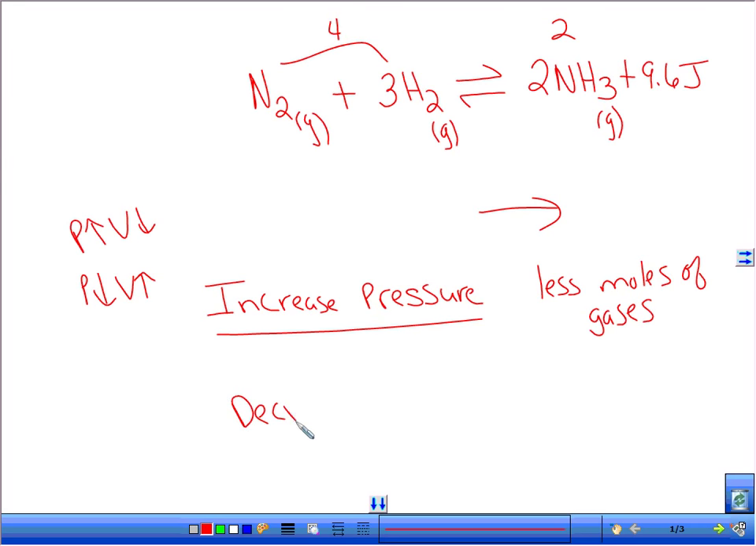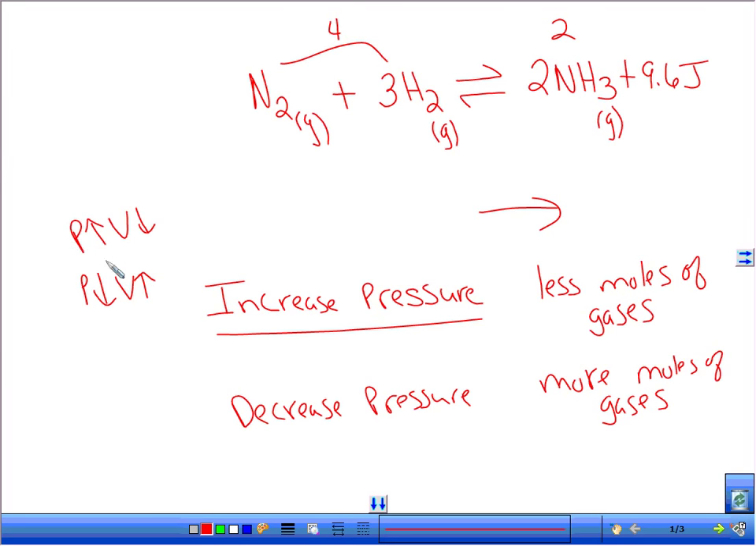Conversely, if I decrease the pressure, it's going to go to the side that has more moles of gases. Almost made a boo-boo, almost put 2 S's on gases. So if I decrease the pressure, it's going to go to the side that has 4. Okay, so increased pressure, because it's so pressurized, it wants to go to the side that has less moles. And then if you decrease the pressure, it actually goes to the side that has more moles.